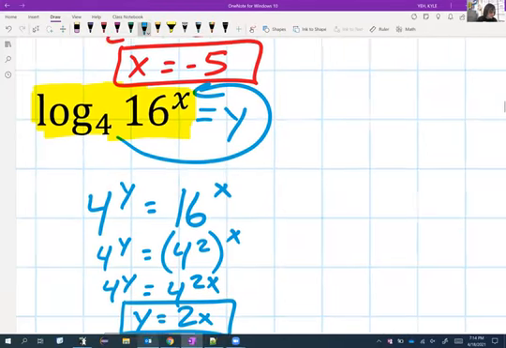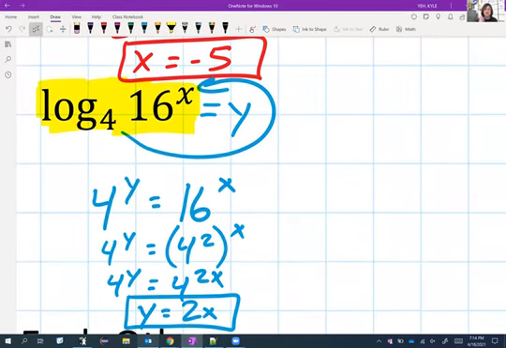Now this might not seem satisfying because you say, well, but what is that number? What is that value? Because we had an x in our problem statement, 4 to the something equals 16 to the x, we won't get just a numerical result. This is saying whatever x is, y is 2 times that value. Because we don't currently know what x is, but as soon as someone tells us, y will be twice that value.